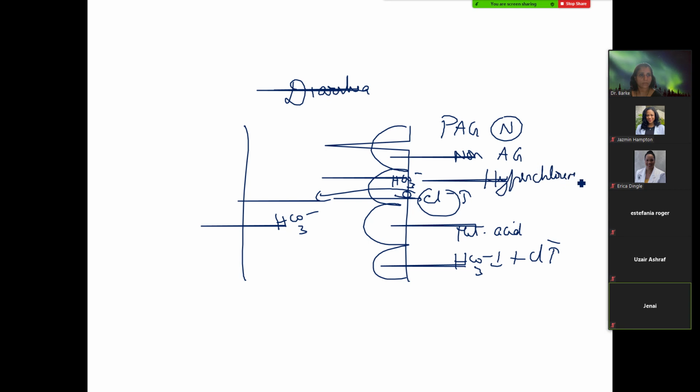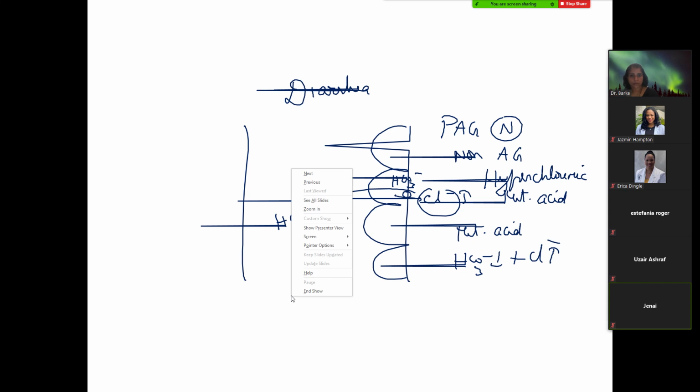hyperchloremic metabolic acidosis. There are two examples for this. One is diarrhea and the other is renal tubular acidosis affecting the I cell. At that time it was too much to tell all at once, so we didn't talk in detail about renal tubular acidosis. In short, for physio, remember that in renal tubular acidosis there are two sites that can get affected, either the PCT or the I cell. Depending on which site is affected, the anion gap can increase, but if the I cell is affected, the anion gap stays normal.